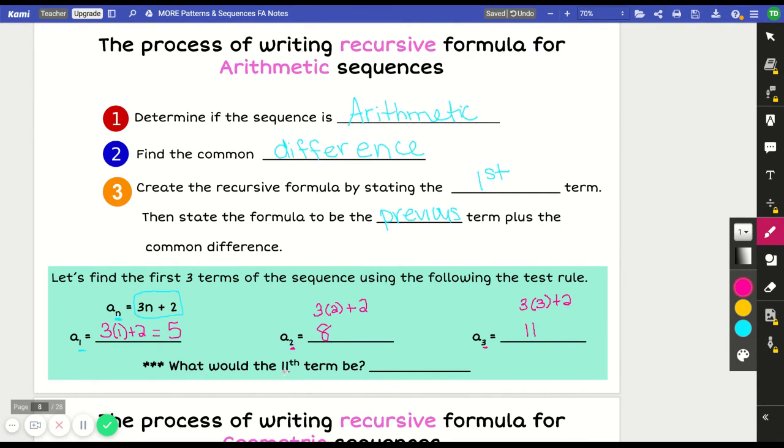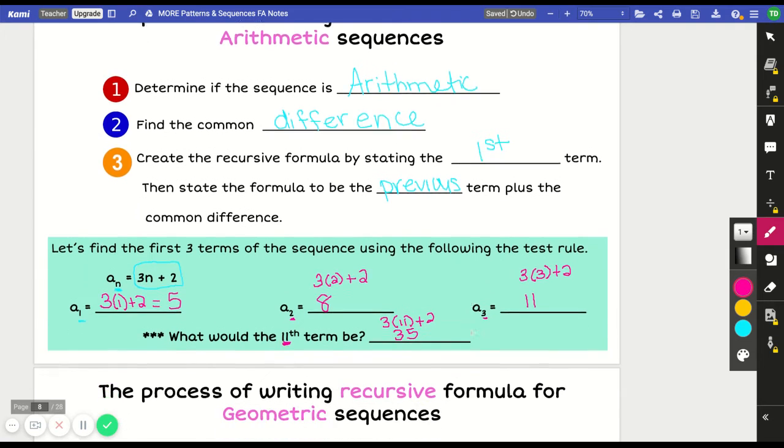So what would the 11th term be? We plug that into the equation. 3 times 11 is 33, plus 2 is 35. Okay.